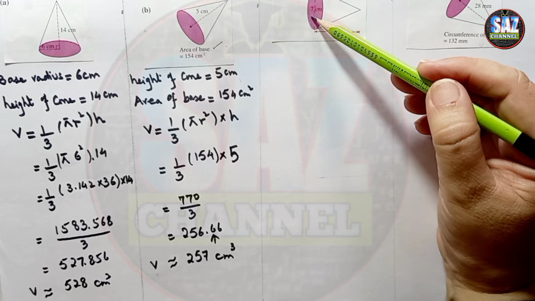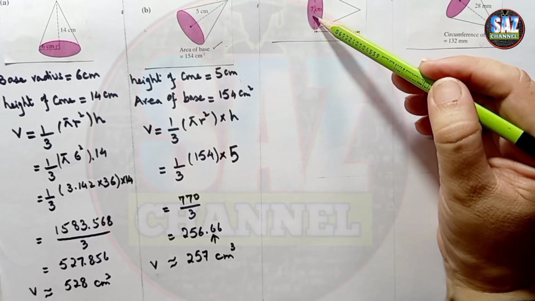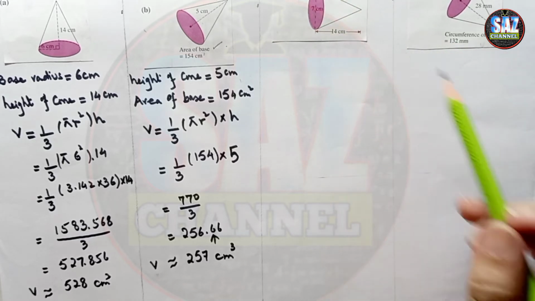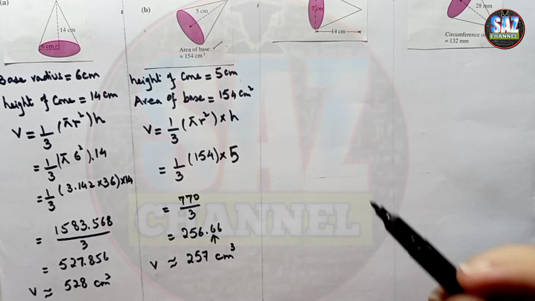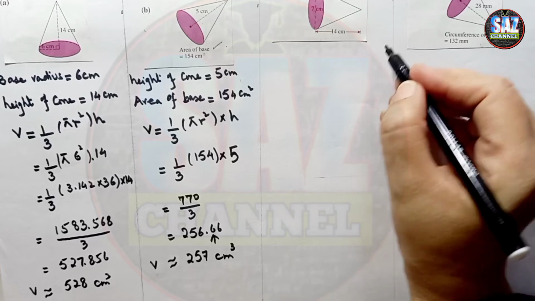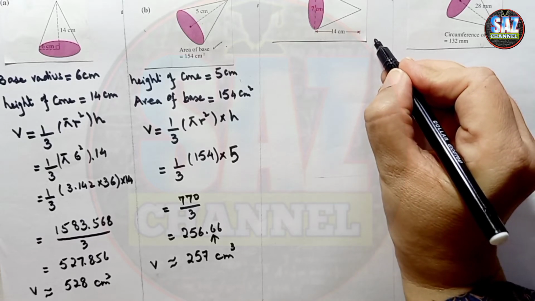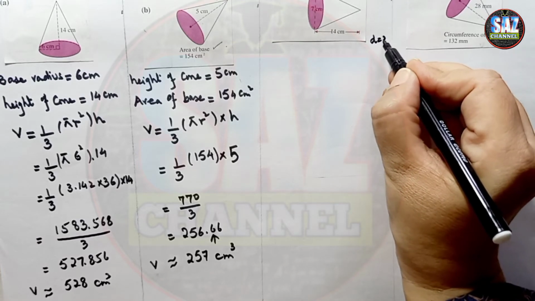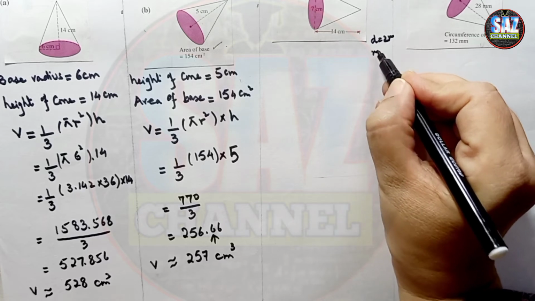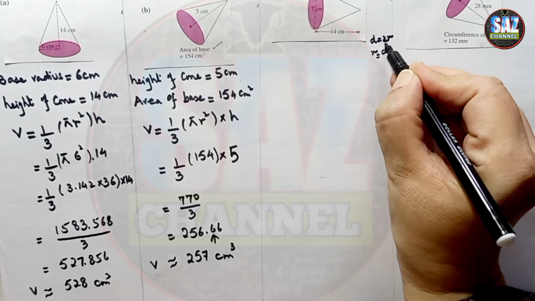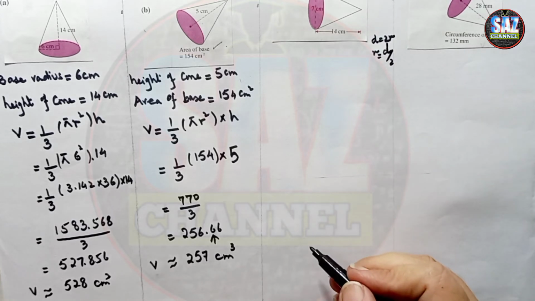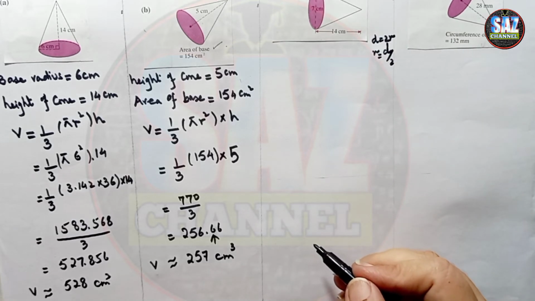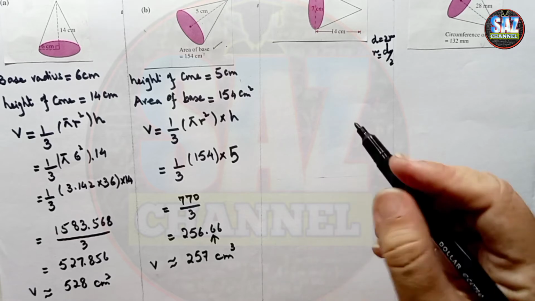Instead of the radius, here the diameter is given, and the height of the cone is given. So recall the relationship between the radius and diameter: diameter equals double the radius, and radius equals diameter by 2. As we have to find the volume, and volume requires the radius, whatever diameter is given, we have to divide that by 2.